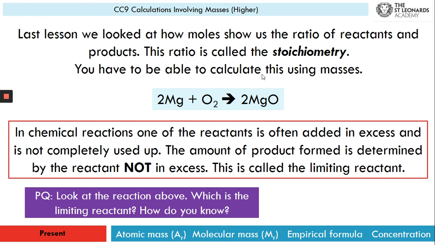Okay, so last time we had a look at how moles can work out the ratio of reactants and products. That ratio is what is called the stoichiometry. Okay, and we're going to be looking at how we can calculate those using masses in this lesson.